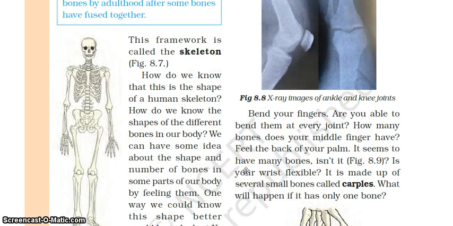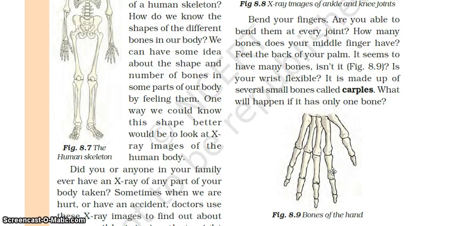Now students, bend your fingers. Are you able to bend them at every joint? How many bones do you have in your middle finger? And feel the back of your palm. What will you observe? Our hand or our palm is made up of a number of bones, and these are called carpals. So these are the carpals. Then the palm area bones are called the metacarpals, and the bones in the fingers are called phalanges. The carpals, metacarpals, and the phalanges.